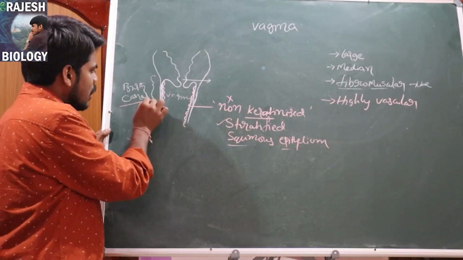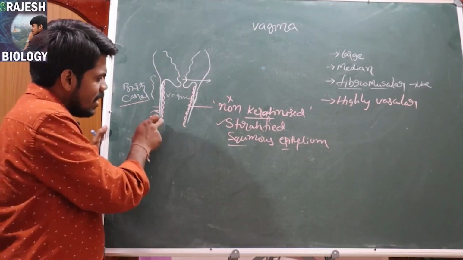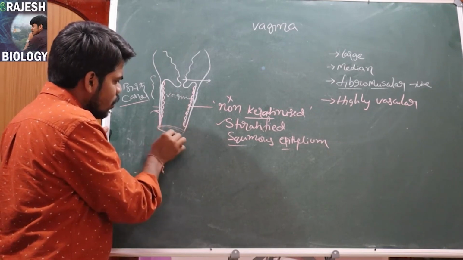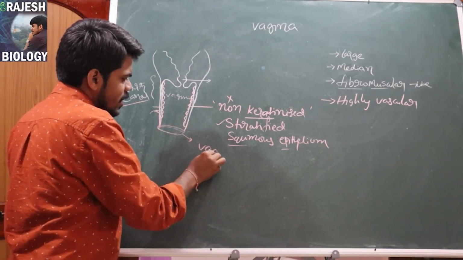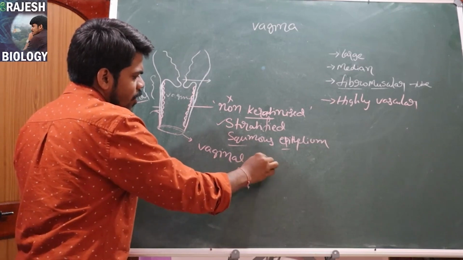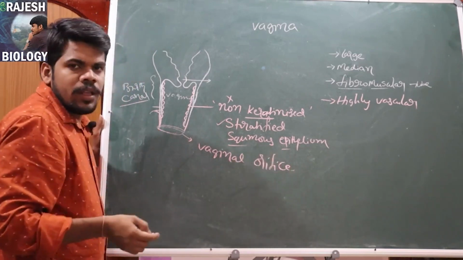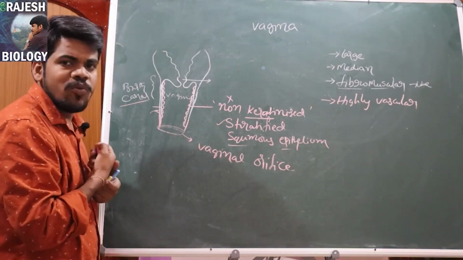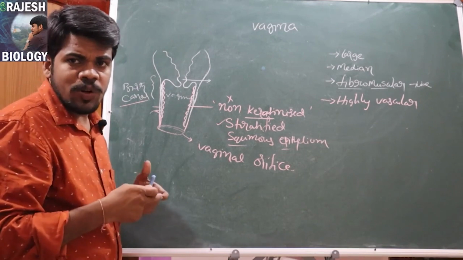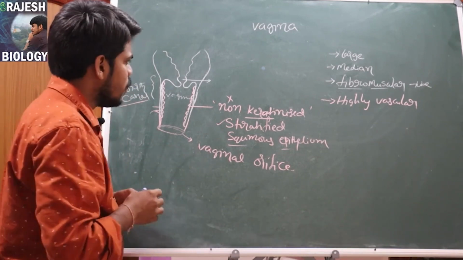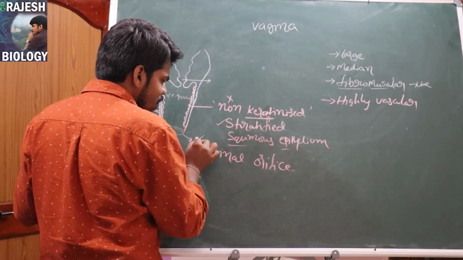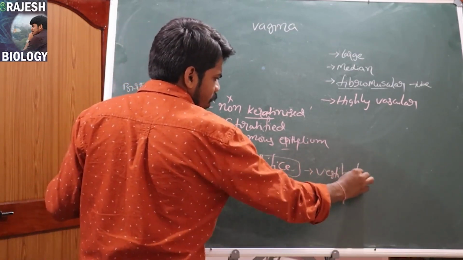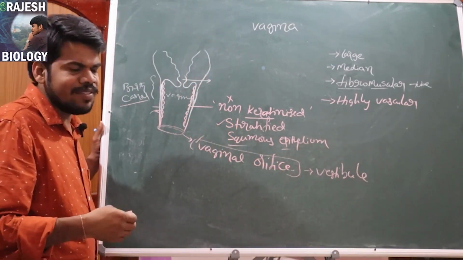Cervix and vagina together are called the birth canal. The vagina opens out in the vestibule with the vaginal orifice. Orifice means hole, or aperture. It opens out with the help of the vaginal orifice, which opens in the vestibule. Now I will explain what the vestibule and external genitalia are.